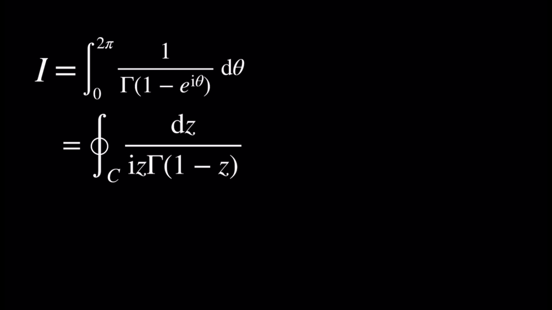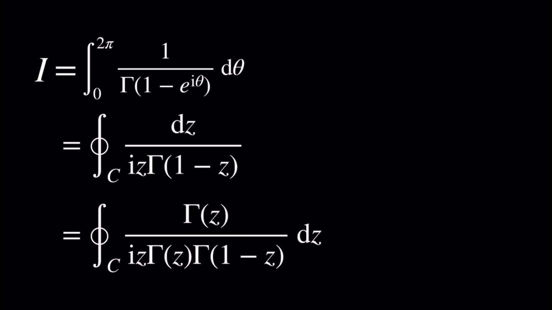So here we see that we have a little problem. We have a singularity on the path of integration at z equals 1. So we have to avoid that singularity. In order to avoid it, we're going to multiply and divide by gamma of z and then use Euler's reflection formula. So let's multiply and divide by gamma of z.